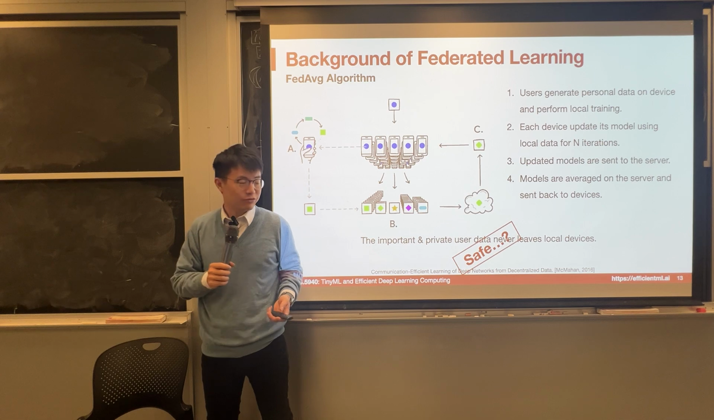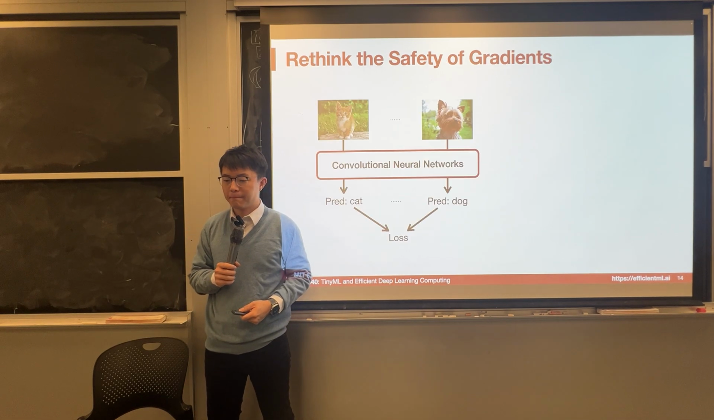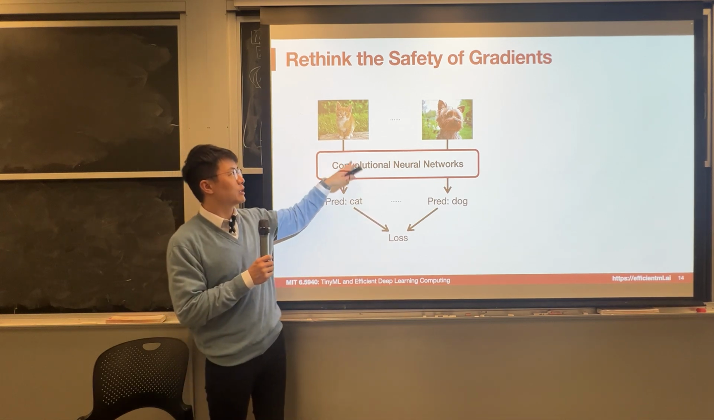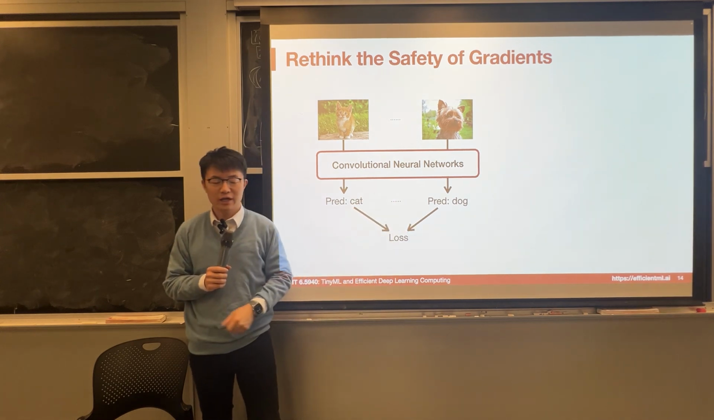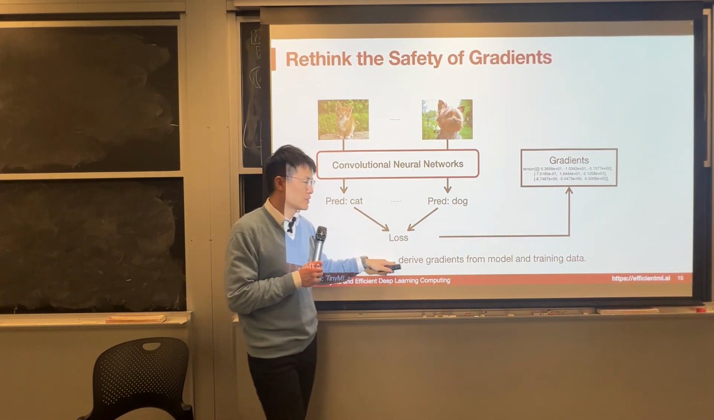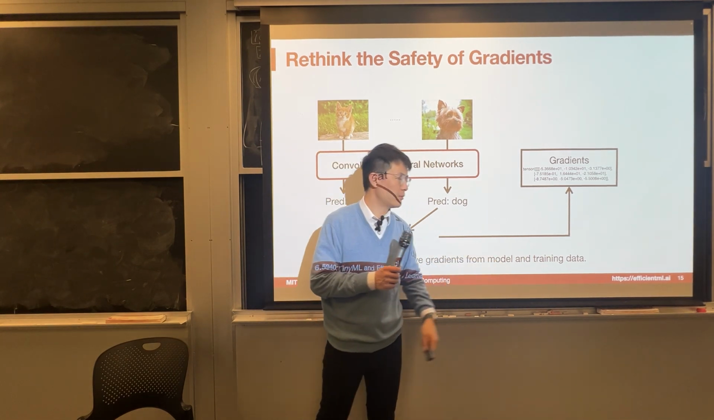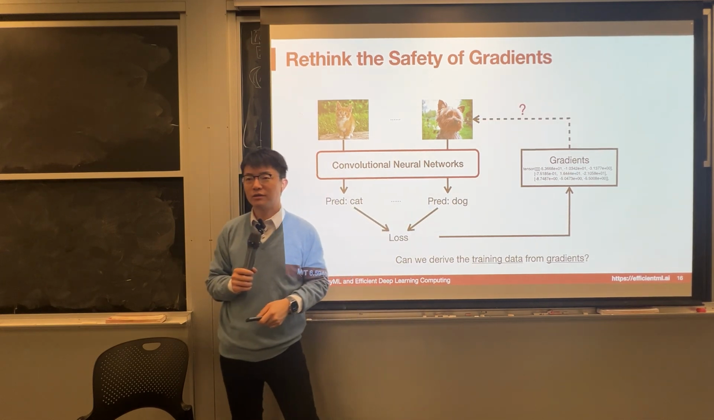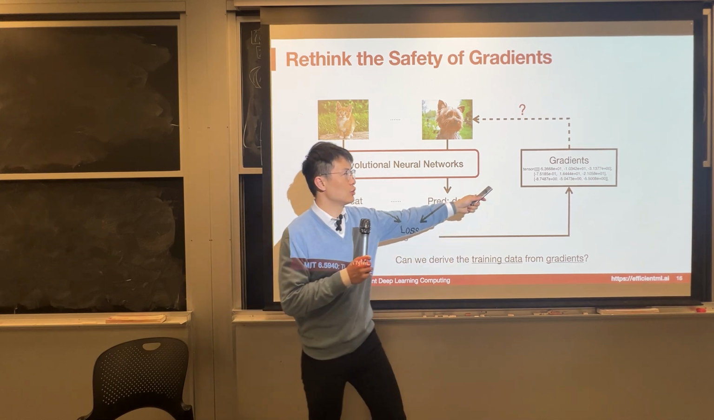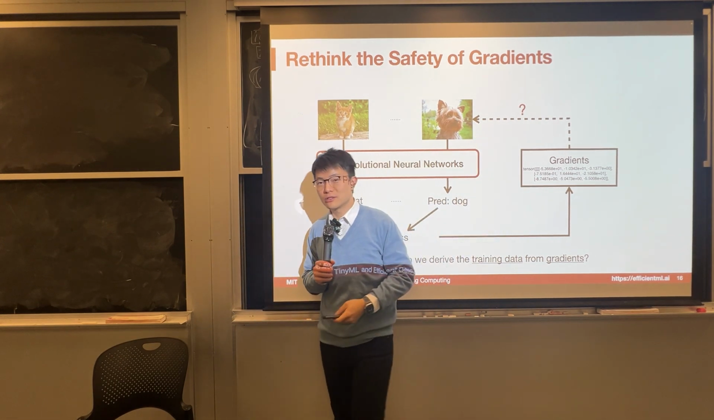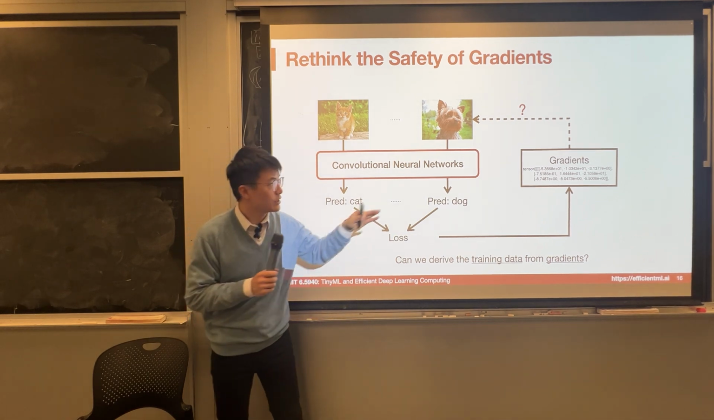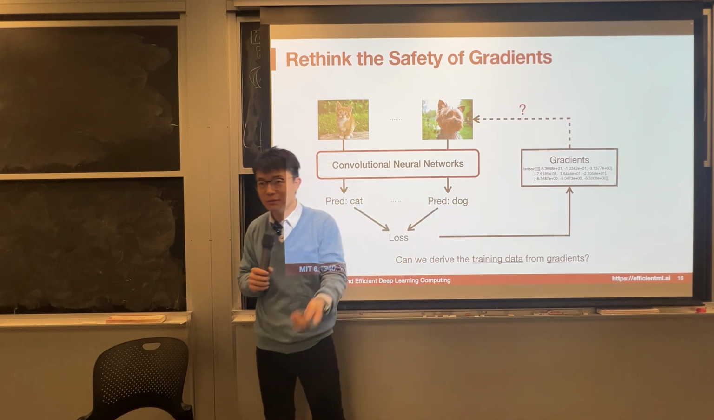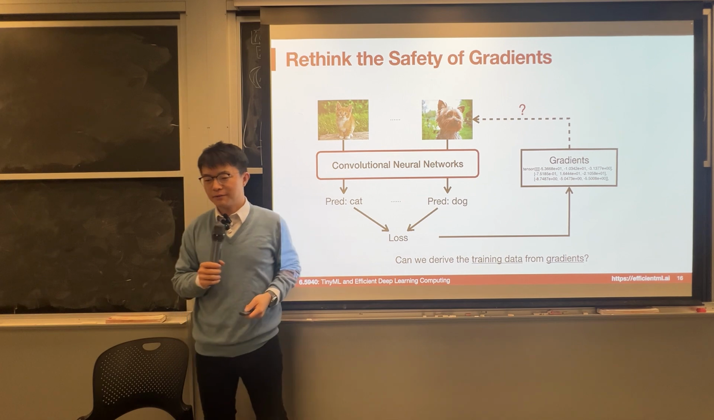But actually, is it safe if we share the gradient? So we want to rethink the safety of the gradient. A convolutional neural network can get a prediction for the cat and dog and get a loss. And then different devices will derive the gradients from the training data. So you can get a gradient, and devices use the gradient to update the model. But our question is, can we use the gradient to try to steal the input image? We have the weight, we have the gradient. Can we leak the input image by observing the gradient?